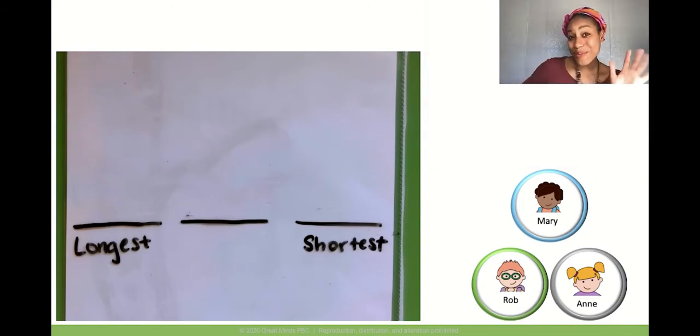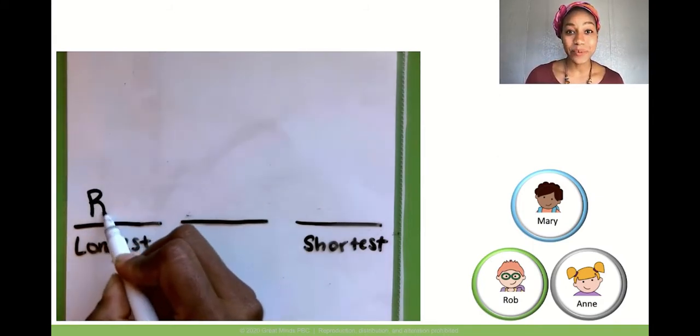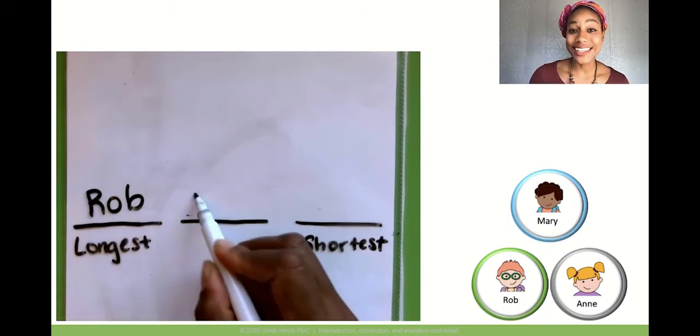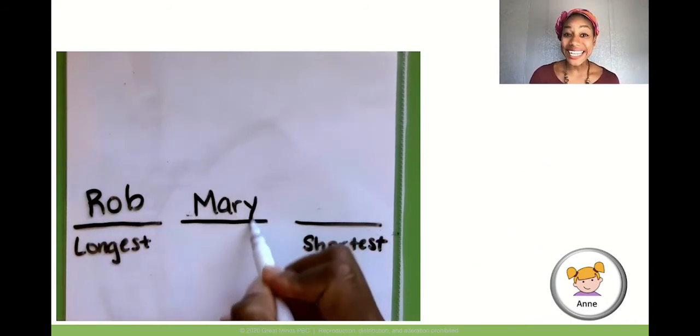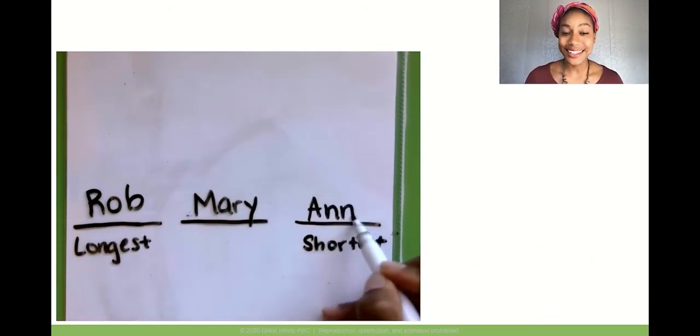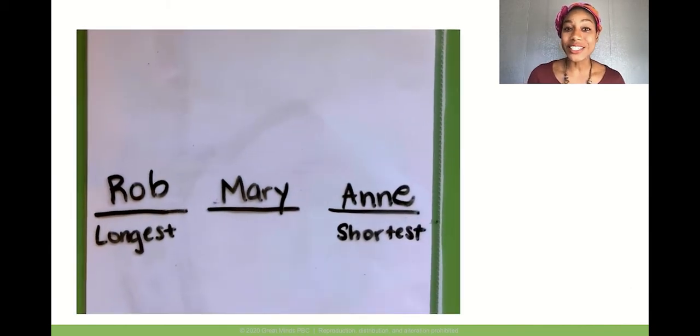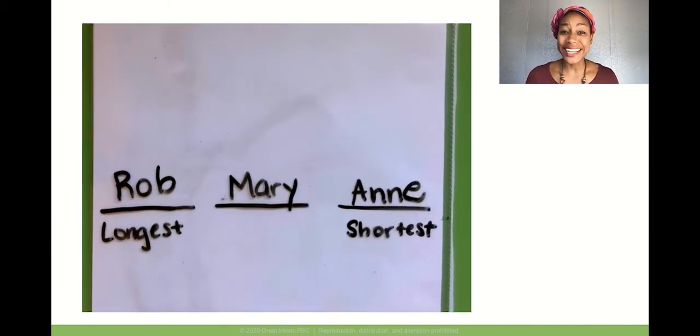Welcome back, welcome back! Did you order the paths like this? Rob is the longest, then Mary, and Anne had the shortest path. Check your work now. If you need to correct it, go ahead and do that. Mistakes are our best friend.